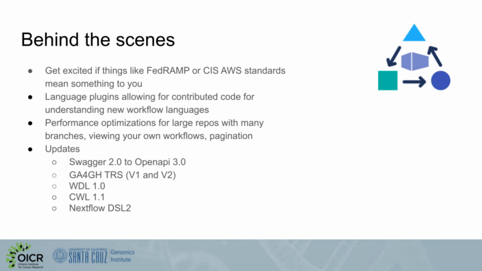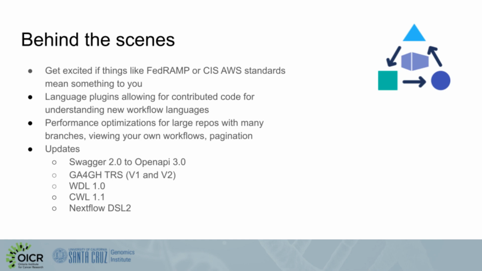Behind the scenes, you can get excited if things like FedRAMP or CIS AWS standards mean something to you. We've also added language plugins, allowing for new workflow languages to contribute code for us to help understand new workflow languages. In part, this is how we managed to add Galaxy support to Dockstore. We have a lot of performance optimizations in the background for things like large repos with many branches, for viewing your own workflows or paging through workflows.